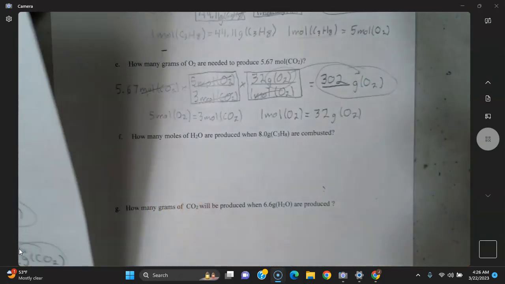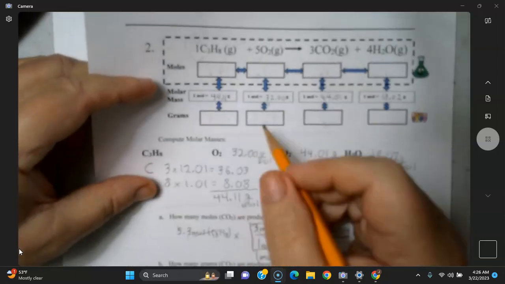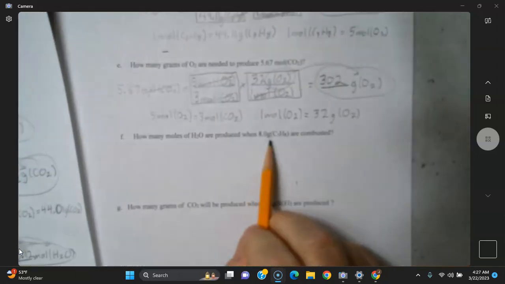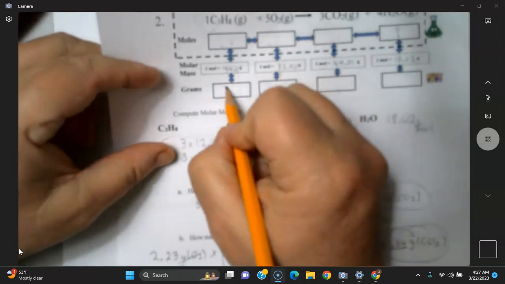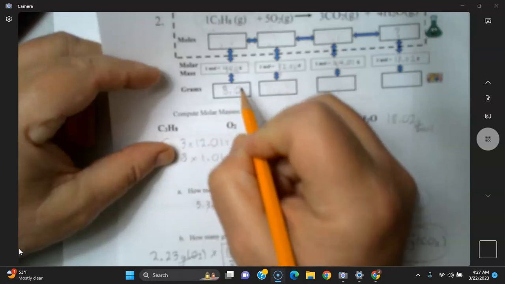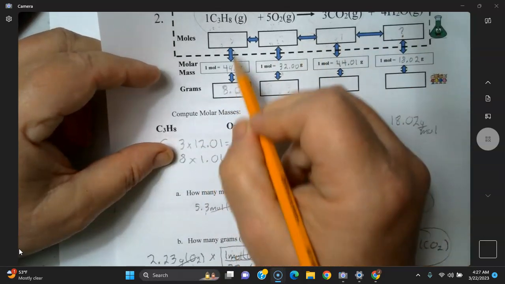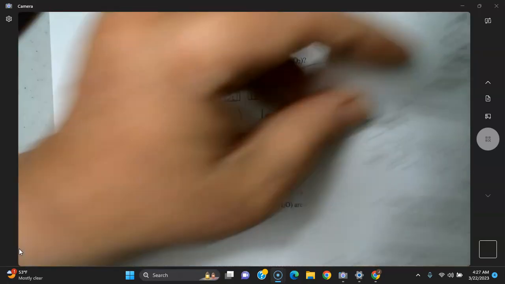Okay, so we need moles of H2O is what we're looking for. So here. And we're starting with grams of C3H8 down here. So we know you need to go up and then all the way across to there. That's 2 conversions, up and over.